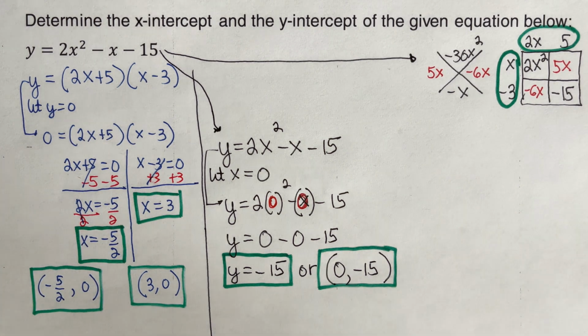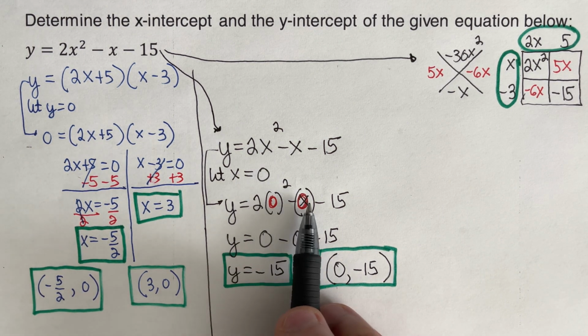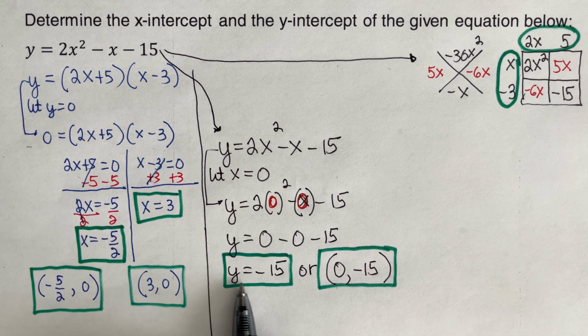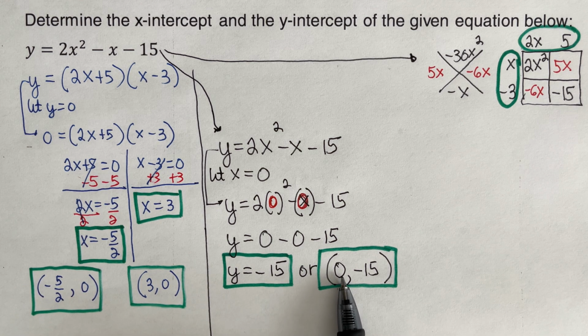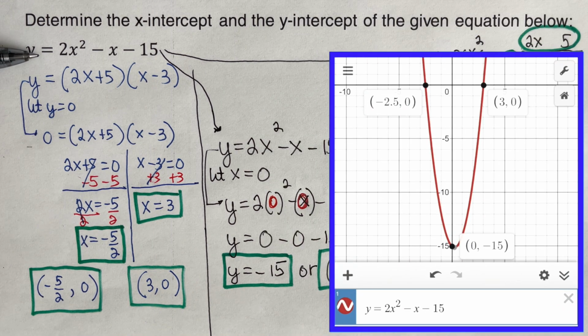Okay, so when I plugged in x equal to 0, the x becomes a 0 and this x becomes a 0, and we get y is equal to negative 15. So this is our y-intercept, or in coordinate form, (0, negative 15). On the side, you will see the Desmos version of this equation, y equals 2x squared minus x minus 15. It can be seen that there are two x-intercepts located at (negative 5 halves, 0), which can be represented in decimal as negative 2.5, and the other one at (3, 0). We also have one y-intercept located at (0, negative 15).